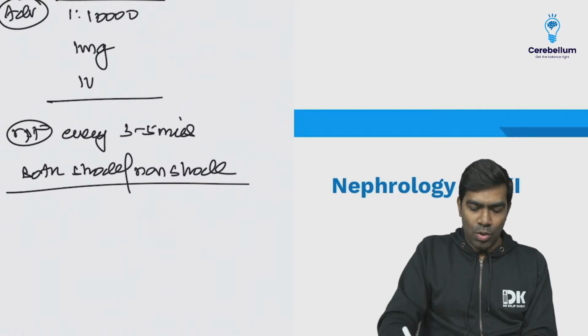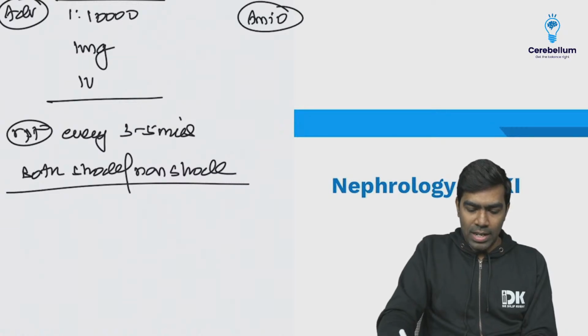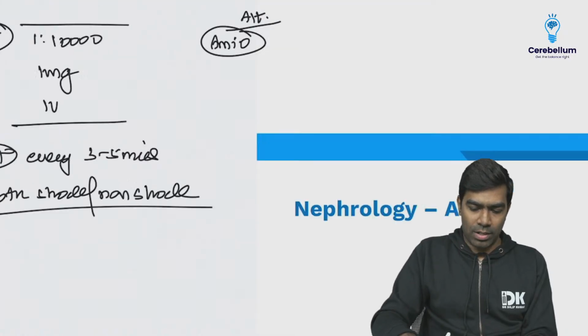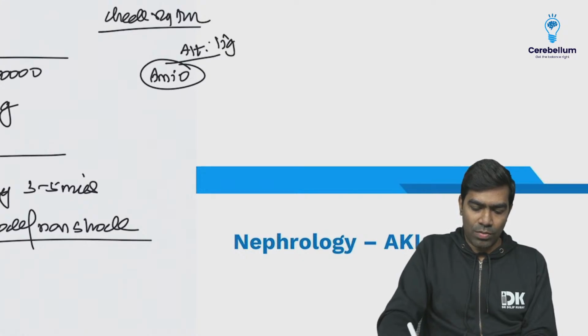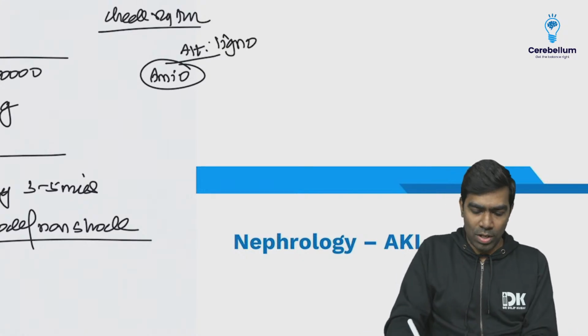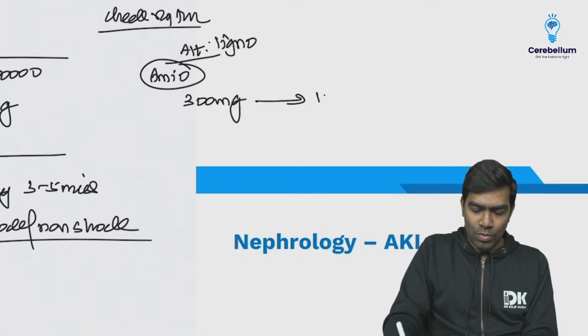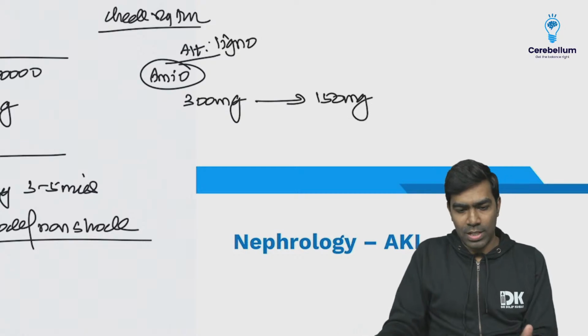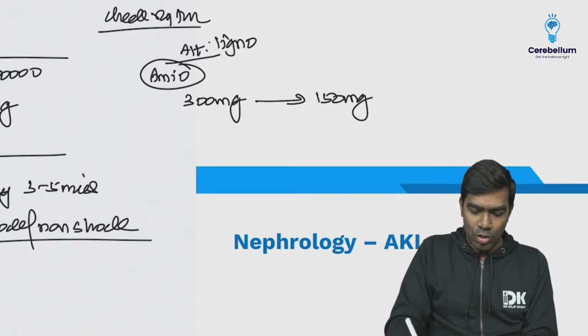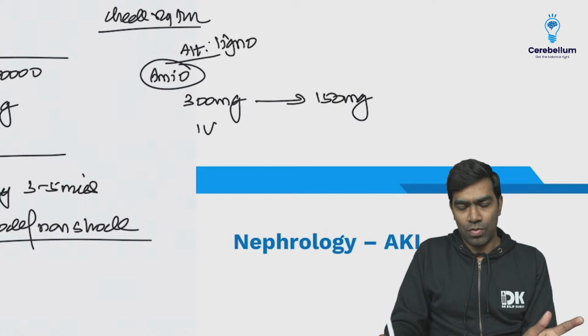So what about amiodarone? The alternative to amiodarone is going to be lignocaine. Any one of these drugs can be used, but let us consider amiodarone. Amiodarone dose is 300 milligram first dose. Second dose is 150 milligram. You don't use beyond 2 doses as far as amiodarone is concerned. It should be given IV, of course, as a bolus.